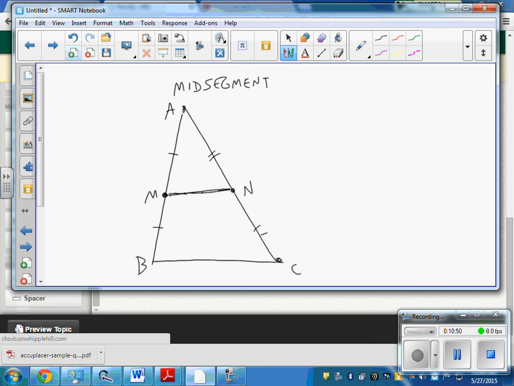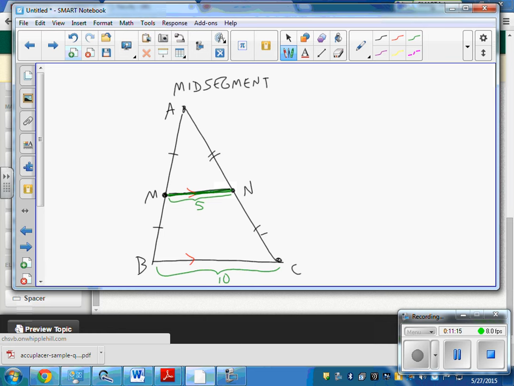What's so special about it? Two things. It is parallel, so it is like a side splitter. But more importantly than that, this mid-segment is exactly half the length of this other side. So if this side were 10, this mid-segment has to be 5 every time. Okay, so that allows you to do some real quick problems.